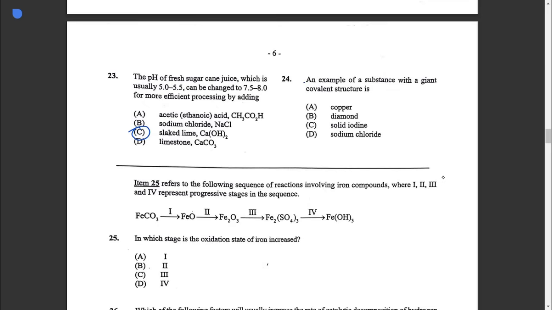Question 24, an example of a substance with a giant covalent structure, we know that is diamond, without hesitating.